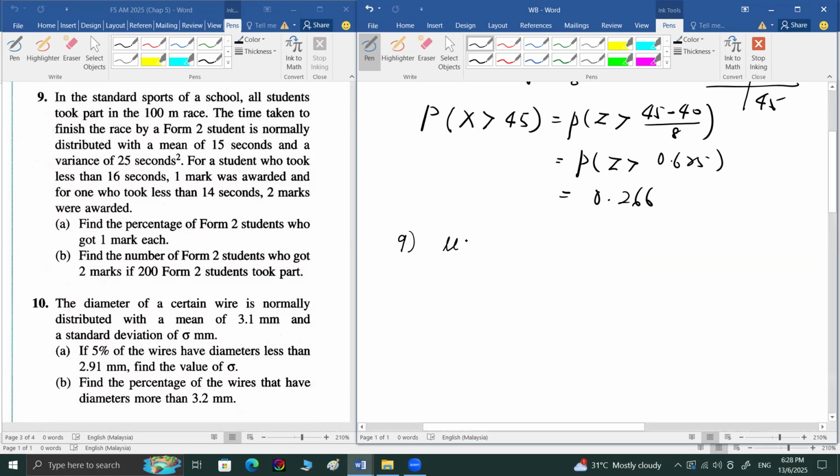So mean that is 15. Variance that is 25. Then standard deviation that is 5, yeah? Okay. So for a student who took less than 16, 1 mark was awarded. And for one who took less than 14, 2 marks were awarded. Okay, so we see, find the percentage. We see what is the difference to get a percentage. Okay, who got 1 mark each?